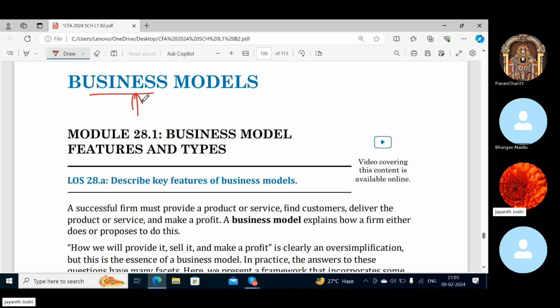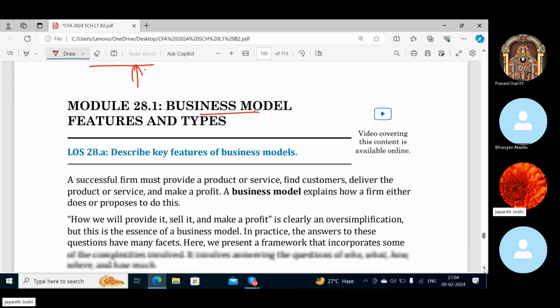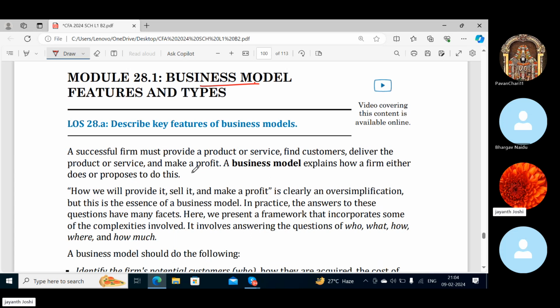So business models: in what activities you're keeping yourself engrossed, and on what model that activity is running. That is the topic here, what we are going to discuss, the business model. What models exist and are applied by various organizations for running their business. So, describe key features of business models.